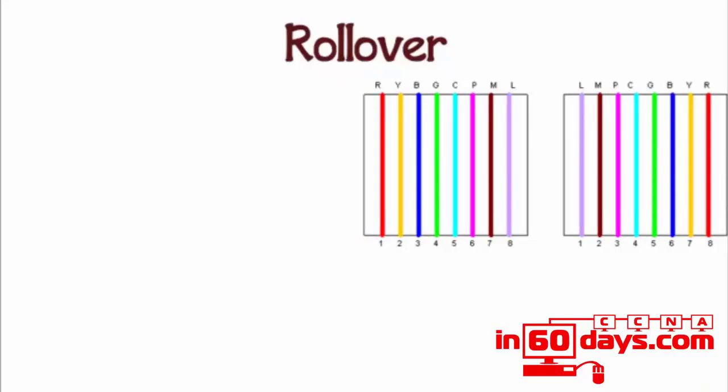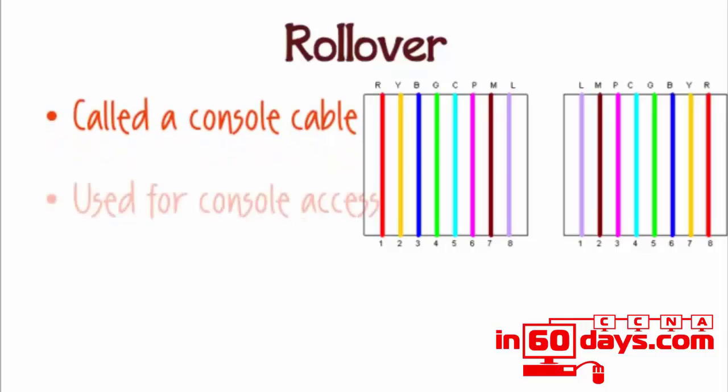This is the cable we use to connect to the management ports on our switches and routers, and basically every single cable is swapped. So our number 1 is red and on the other side it's number 8. Number 2 is yellow and on the other side it's number 7. So the whole thing's just turned upside down.